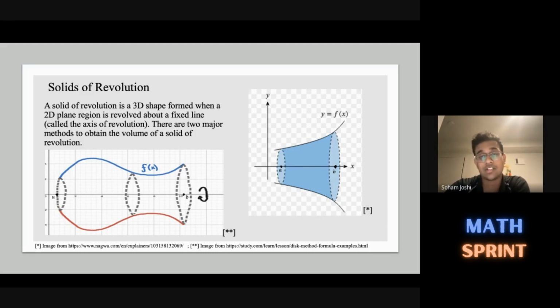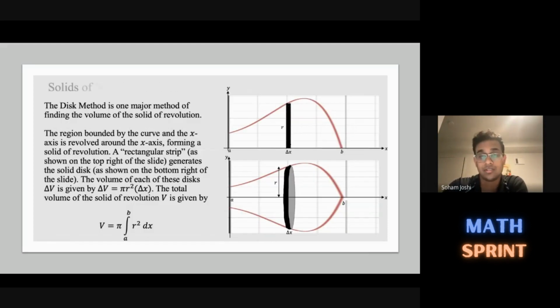The red curve is just a reflection of the blue curve across the x-axis. So now take a look at the image on the right. We have a curve that looks to be exponential in nature with equation y is equal to f of x. When we rotate this curve about the x-axis, we form a 3D shape that looks a bit like a cup or a funnel. So using calculus, we can find the volume of these solids of revolution. Let's review the two major methods to obtain the volume of the solid of revolution.